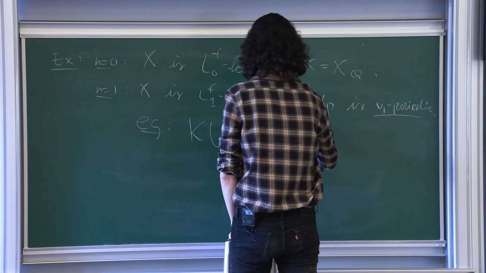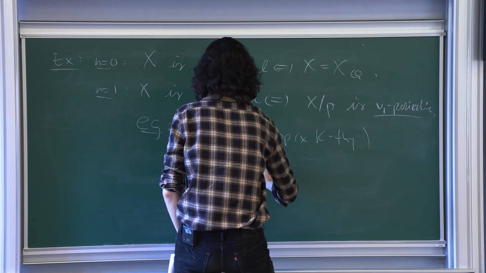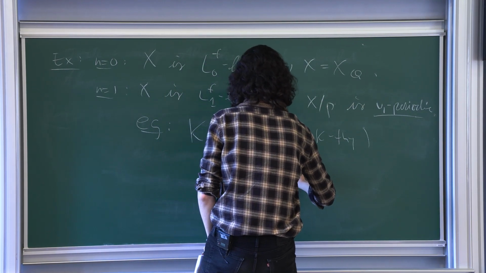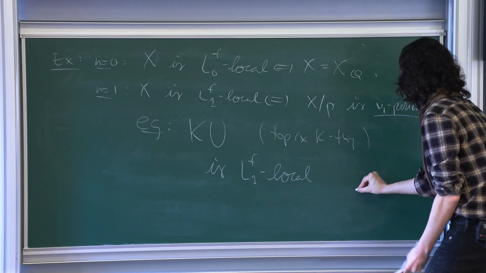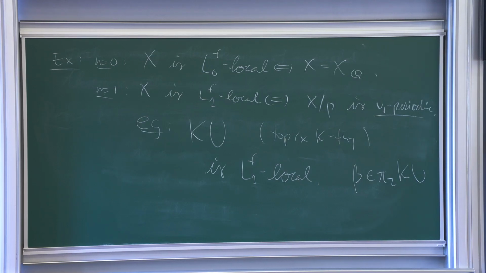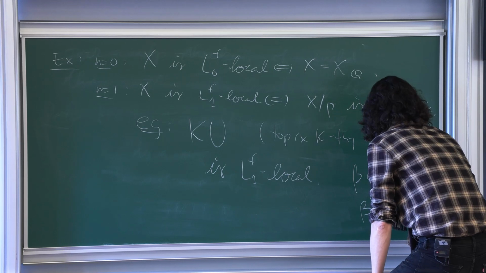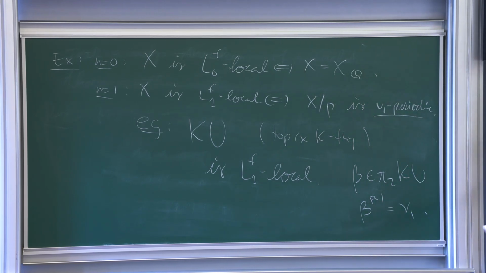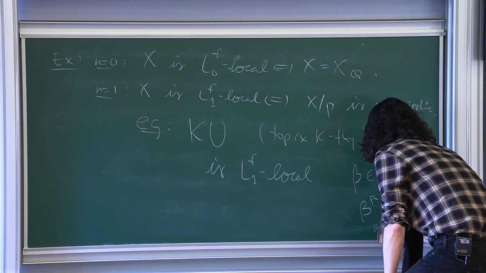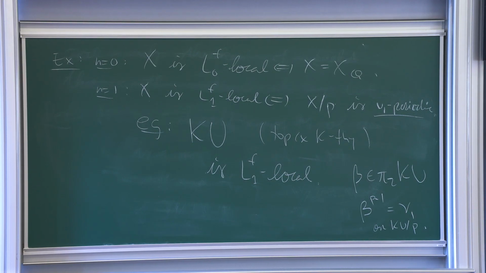Ku, the topological complex K-theory spectrum, is L1F local. And in fact, you have this Bott element in degree 2, which gives a self-map because Ku is a ring. If you take Bott to the P minus 1, it functions as a V1 on Ku mod P. So another way of thinking about this V1 is that it's some kind of version of Bott periodicity that you can find in any spectrum.